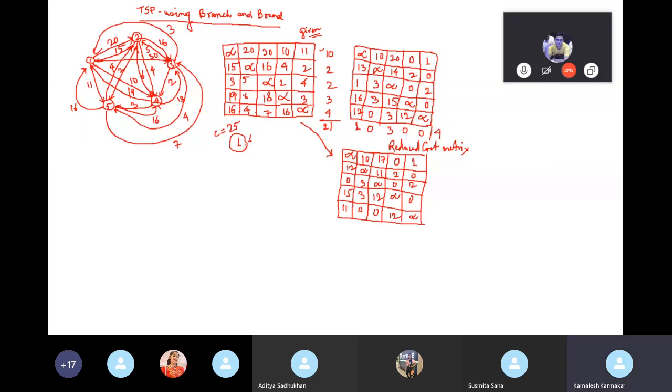Is it clear? Yes, sir. Okay, so the total reduction is 25. So this is the reduction.